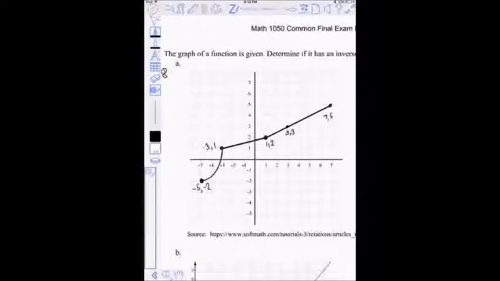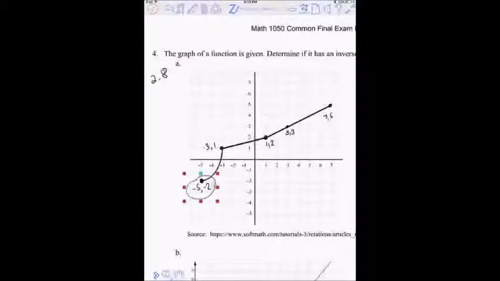So to find the inverse, you switch the place of x and y. So you switch all of these points. I'm going to have a point of negative 2, comma negative 5. And then if you want to switch that one, it's going to be 1, comma negative 3. Switch that point, it's going to be 2, comma 1, 3, comma 3, and 5, comma 7.